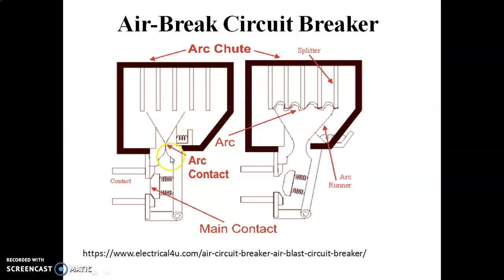Is it clear? When contacts are opened, the main contacts separate first, then arcing contacts still remain closed. Arcing contacts remain closed. Therefore, the current is shifted from the main contact to the arcing contacts. Okay, the arcing contacts separate later on, and arc is drawn between them.